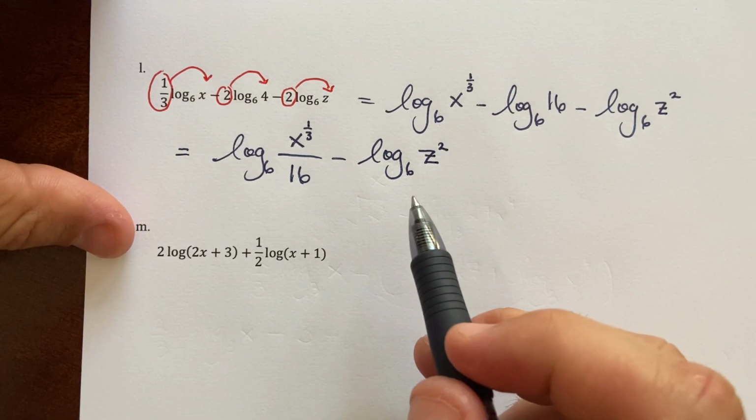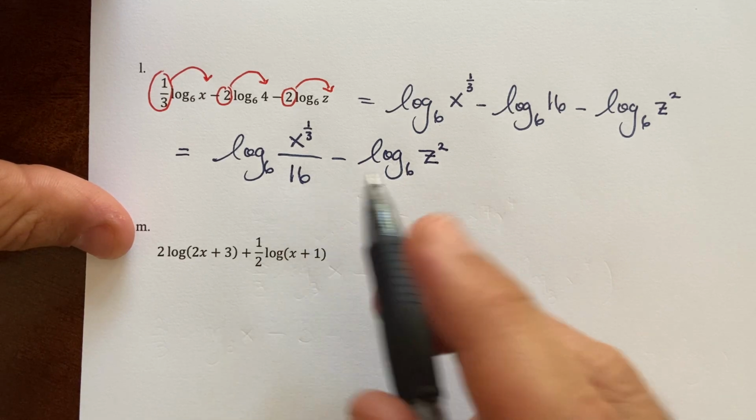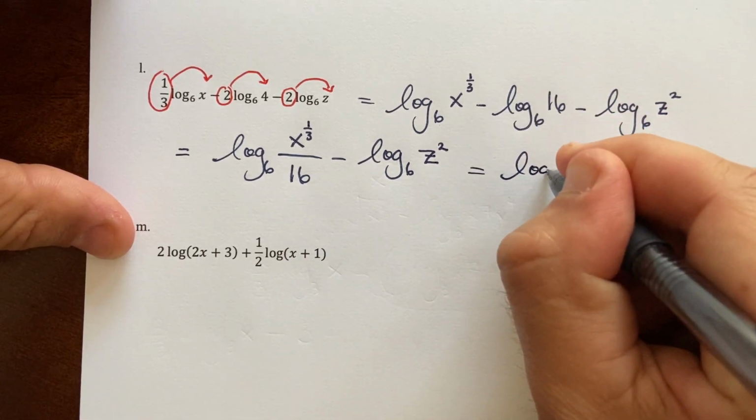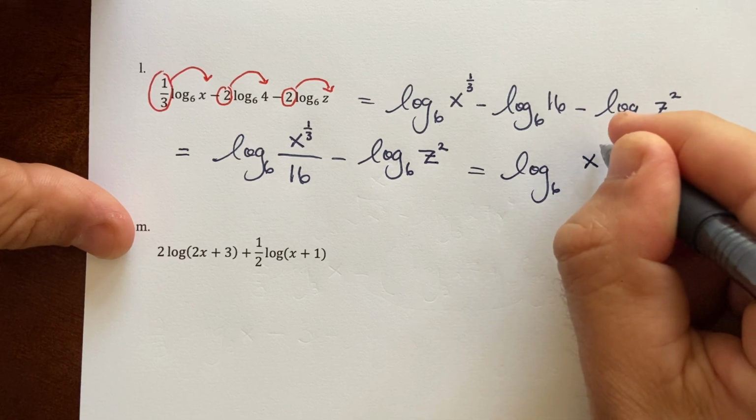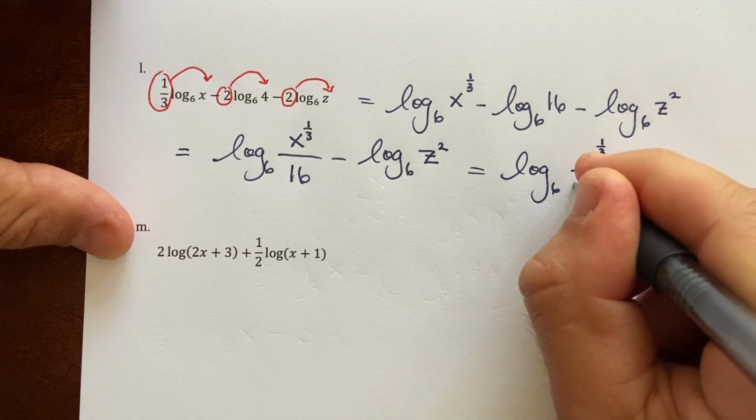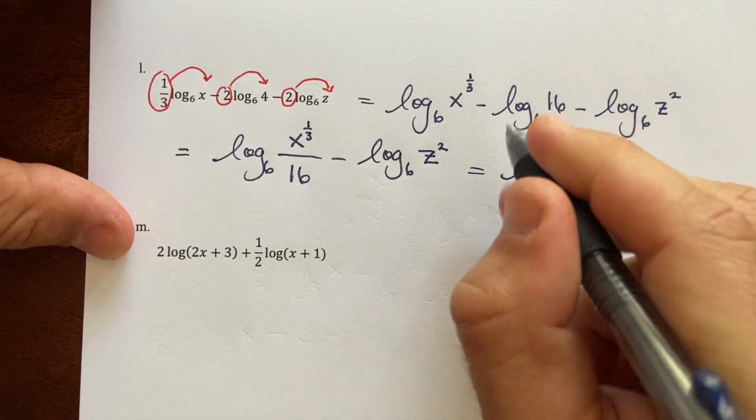And then I can do that again, right? This z squared will come down here as well. So log base 6 of x to the 1/3 over 16 times z squared. This would be it.